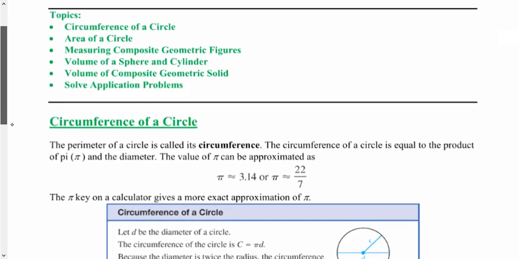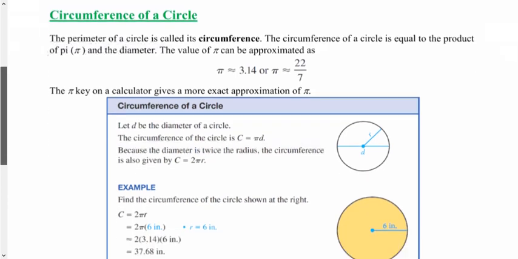So we're going to start out with circles specifically in this section. And when we talk about the circumference of a circle, that means to go around the outside. That's what circumference means. It means to go around the outside, measure in a linear distance around the outside of a circle.